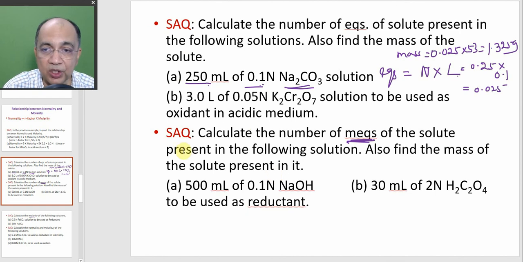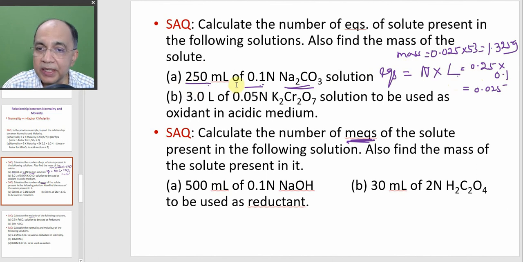And these SAQs you do on your own: calculate the number of equivalents of solute present in the following solution, also find the mass of the solute. So here now you have to find out the molarity, normality is given. So once you multiply the volume in milliliters into normality, that will give you the number of milliequivalents, or the volume in liter into normality will give you number of equivalents. So I have done it two ways.